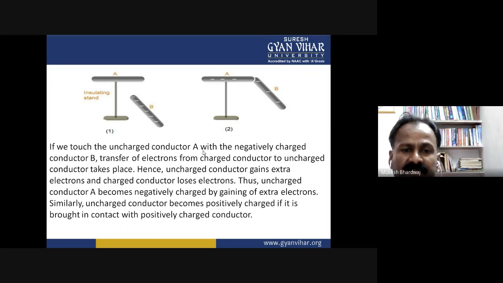If we touch the uncharged conductor A with the negatively charged conductor B, transfer of electrons from the charged conductor to the uncharged conductor takes place. Hence, the uncharged conductor gains extra electrons and the charged conductor loses electrons. Thus, uncharged conductor A becomes negatively charged by gaining extra electrons. Similarly, an uncharged conductor becomes positively charged if it is brought in contact with positively charged conductors.